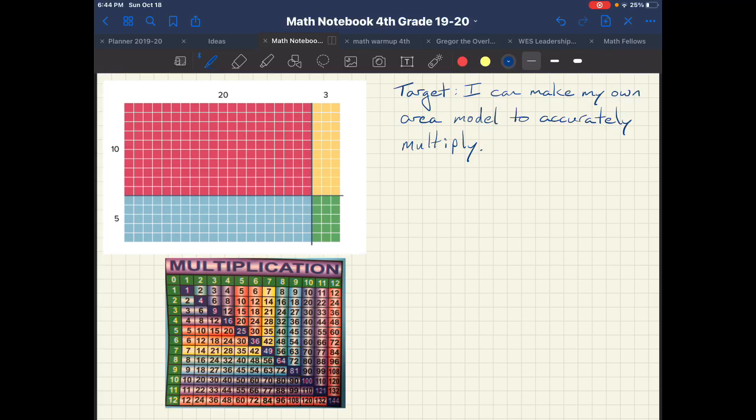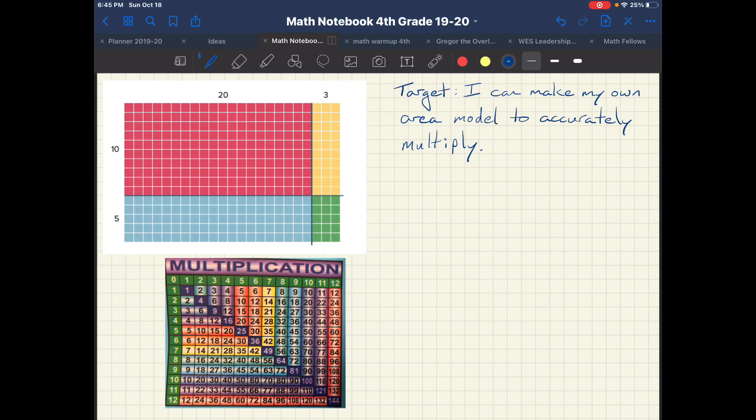Hello, here is one more explanation so that you can meet the target. I can make my own area model to accurately multiply. We want to be able to multiply accurately, and the area model is a good way to make sure that you are accurate. It's also a good way to make sure that you understand what's really happening when you multiply.